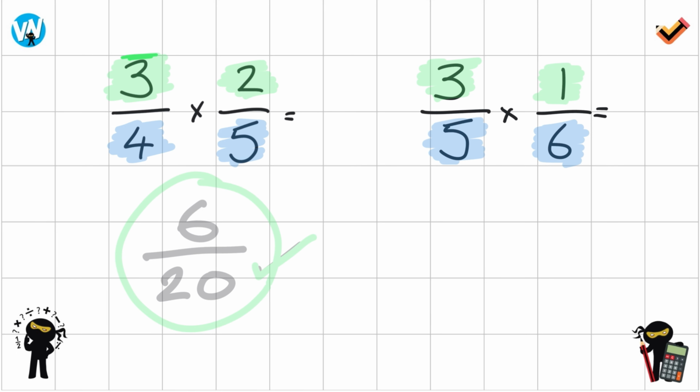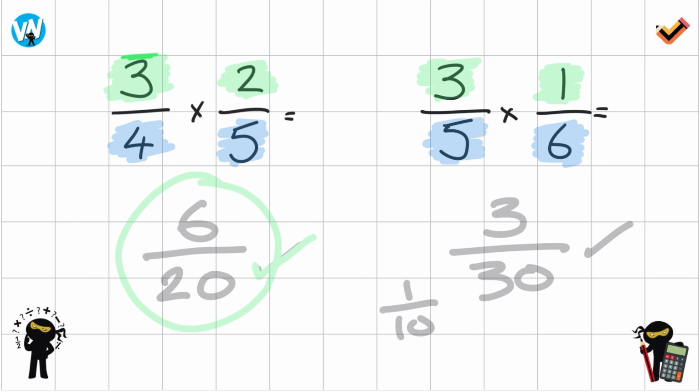And then again, on the other question, 3 times 1 is 3. 5 times 6 is 30. So again, that is correct. You know, some of you will be in the habit of simplifying that, so that might become 1 over 10. But you're going to get the mark for 3 over 30. In the reasoning paper, it might say to simplify, that's fine. But 3 over 30 is an equivalent, well, they're fine. You will get the mark without complicating things. So these are so easy to do.